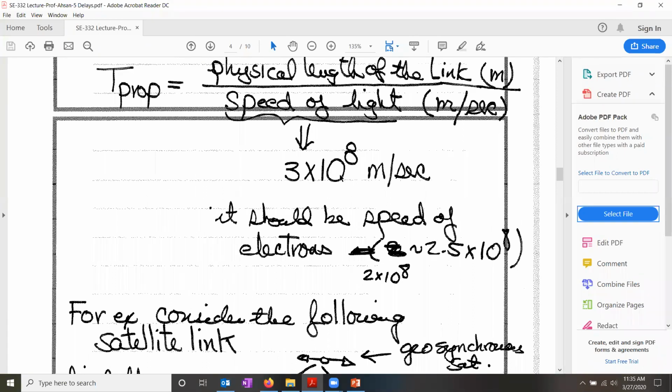Yes sir. Because the speed of light in vacuum is 3 into 10 raised to the power 8, but the speed of light in other mediums such as copper, the speed is reduced. So this does depend upon the medium, but you will be given the speed of electrons in that particular medium. Like in the question in your assignment, you have been given the speed of transmission in the medium.